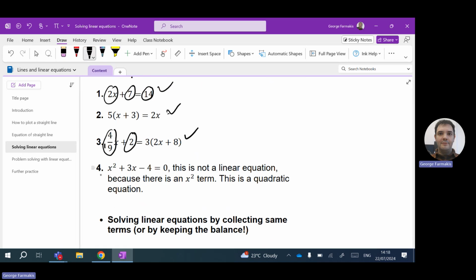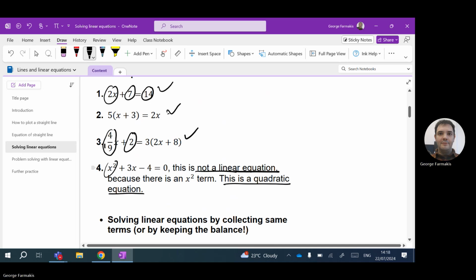This one is not linear. We see that we have a power of 2 for the unknown. This is a quadratic equation, so not a linear equation. In this session, we are interested in solving linear equations, so equations of this form.